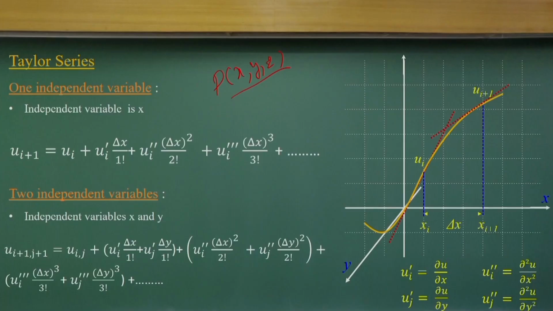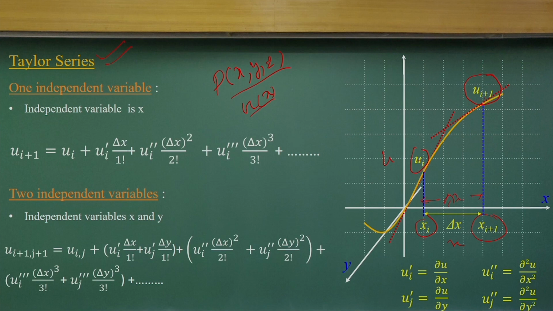Okay. For example, if I take a very renowned series like a Taylor series for one independent variable, that means here u is only a function of x. And we know the value at xi, the ui value. We want to compute what could be the value u i plus 1, which is at a distance delta x from xi, that is xi plus 1. So, this is known to us, and we want to compute u i plus 1, which is at a distance of delta x in the x direction.